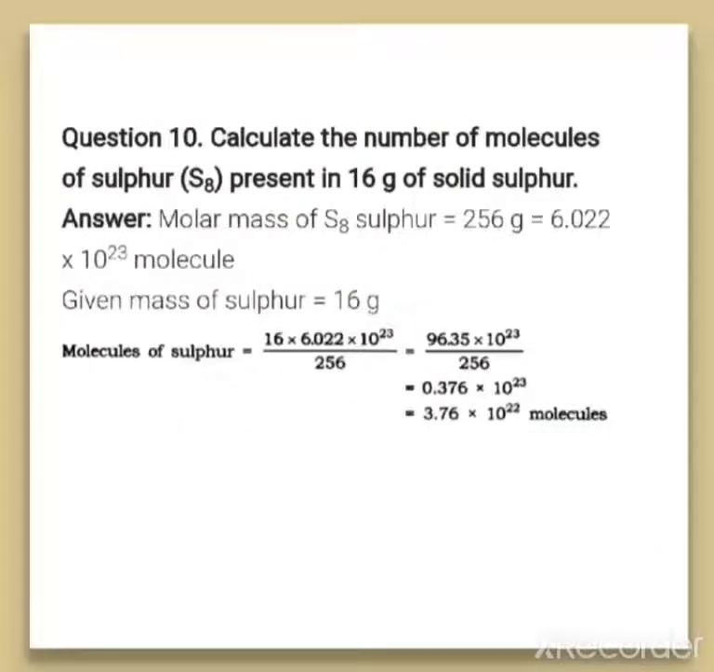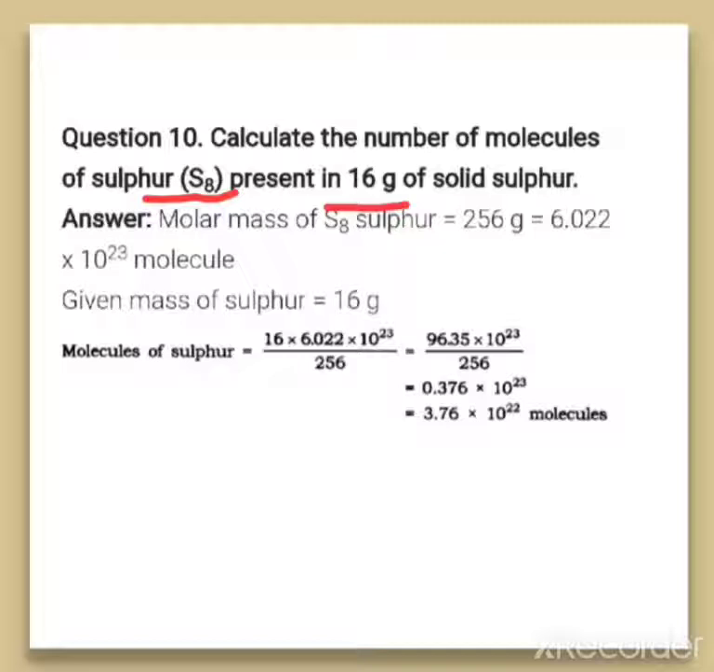Next problem, question number 10. Calculate the number of molecules of sulfur present in 16 gram of sulfur. Here sulfur molecule means S8. S8 is a sulfur molecule. We have to find out the number of molecules of sulfur S8 present in 16 gram. So here we have to find out the number of particles.